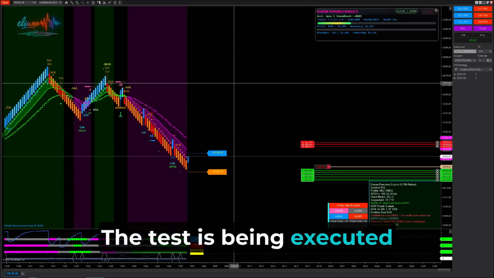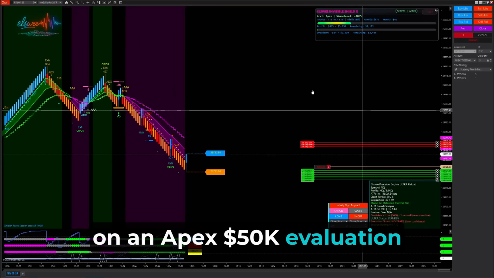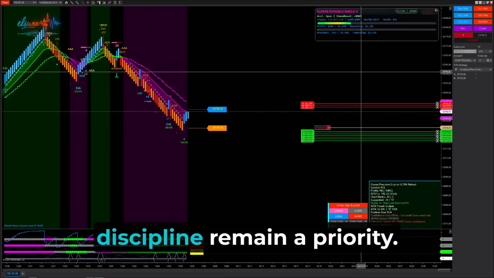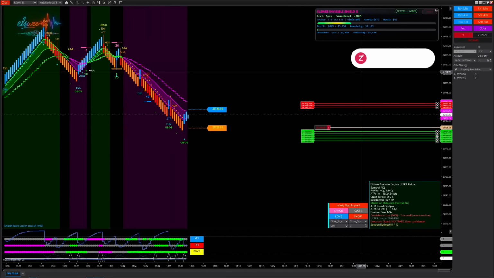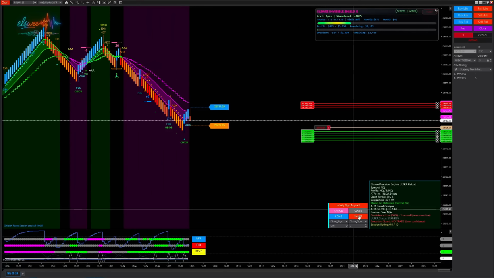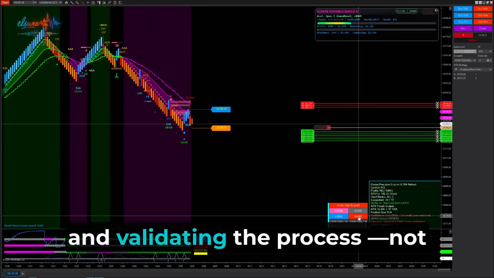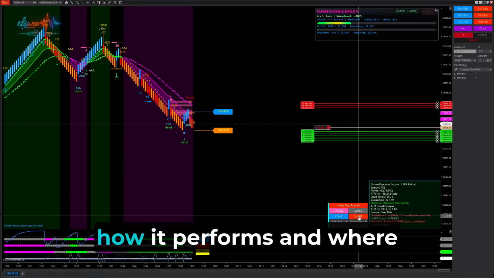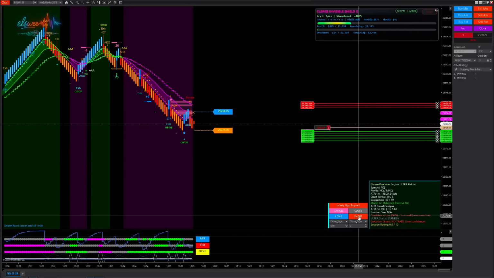The test is being executed on an Apex 50K evaluation account with a small drawdown threshold, so risk control and discipline remain a priority. This is about learning, observing, and validating the process, not forcing performance. Let's see how it performs and where this takes us.